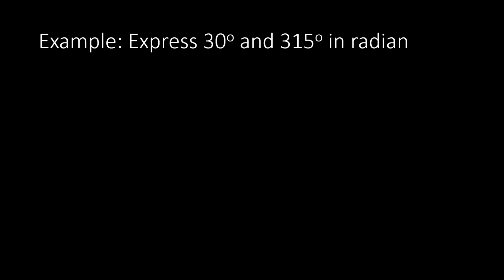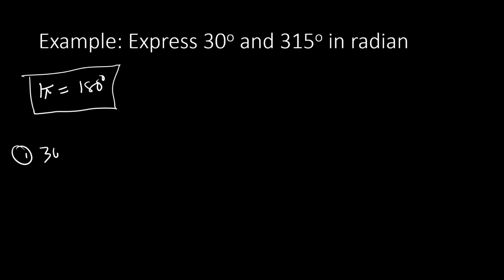So this is our first example. The question says express 30 degrees and 315 degrees in radian. From the relationship we looked at in the last slide, we said that pi equals 180 degrees. So take note of this formula. This is what we are going to be using. So the first one is 30 degrees. How do we do this?